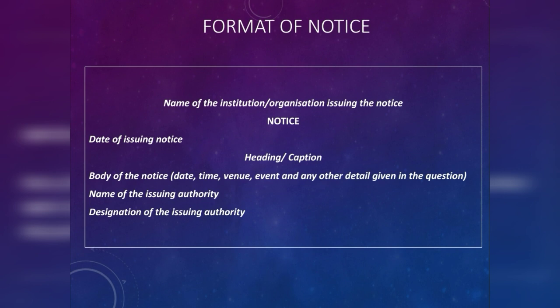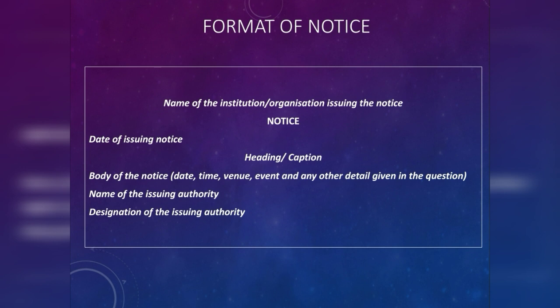Let's look at the format of notice. The first thing that you mention is name of the institution or organization issuing the notice, followed by the word notice. It may be written in bold letters to make it more catchy. Students, you may also write the word notice first, followed by the name of institution or organization issuing the notice. Both are correct. You can either write the name of the institution first, followed by the word notice, or you can write the word notice followed by the name of the institution.